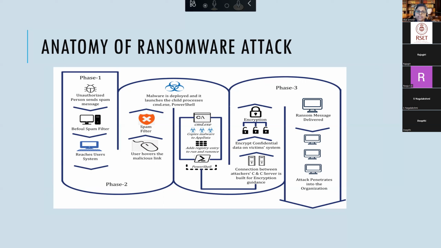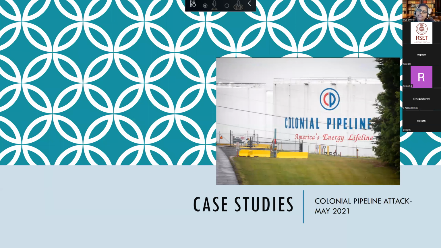And then the last stage is showing that ransom note, asking for the victim to pay the ransom amount in order to recover those files. Now let's see one of the case studies, which is treated as one of the biggest and most dangerous ransomware attacks that the world has seen in the last year.